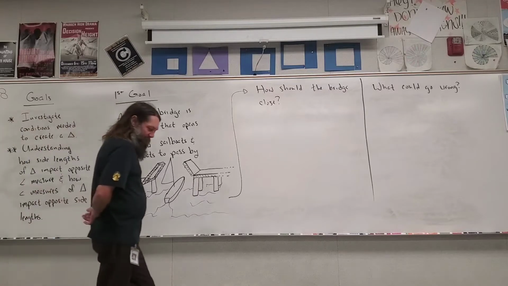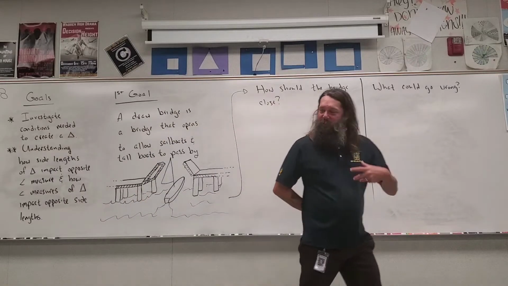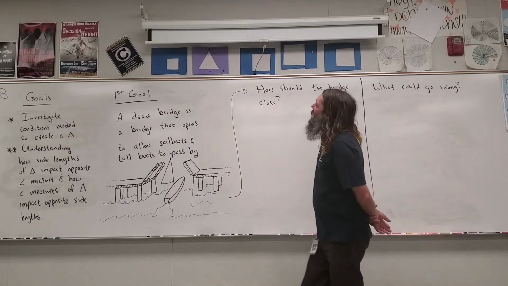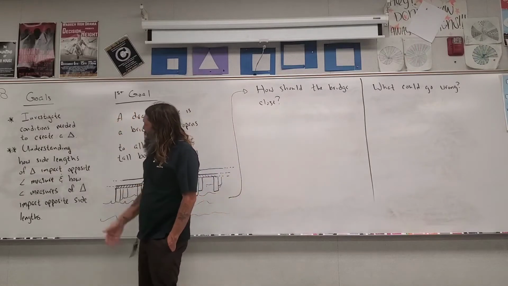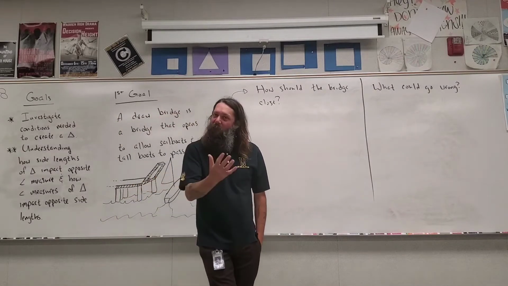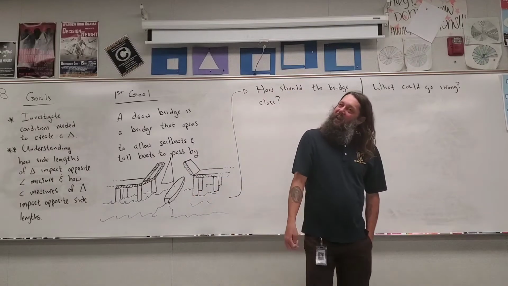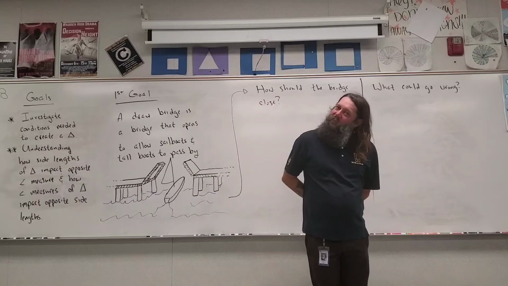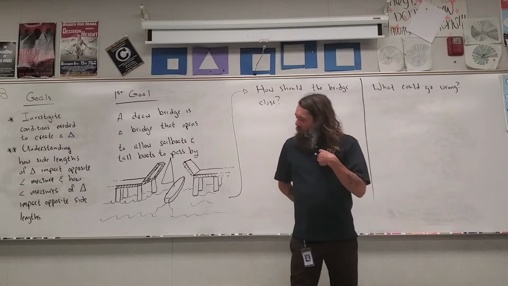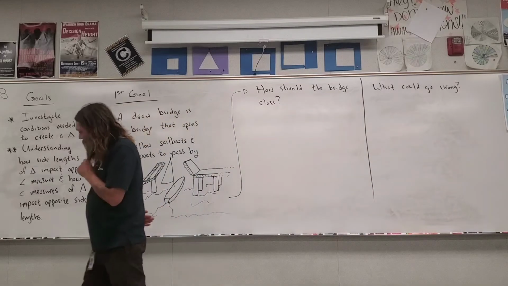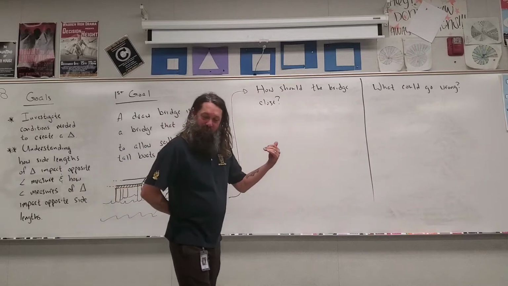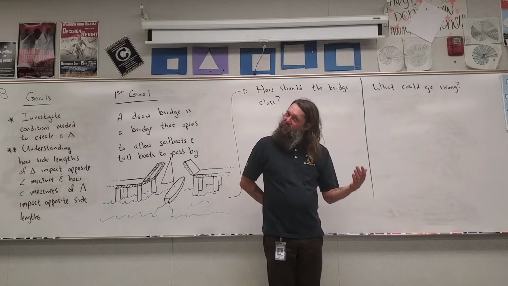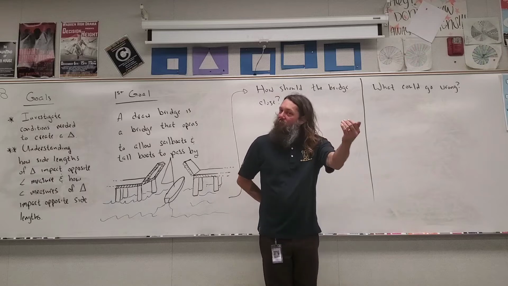Let's jump into our first goal here, and it's going to be investigate conditions needed to create a triangle. I'm from New Jersey, and when I look at this lesson, it reminds me of a feature that New Jersey has. New Jersey is on the Atlantic Ocean, and it has what's called barrier islands, which are basically sandbars that are a mile from the mainland.